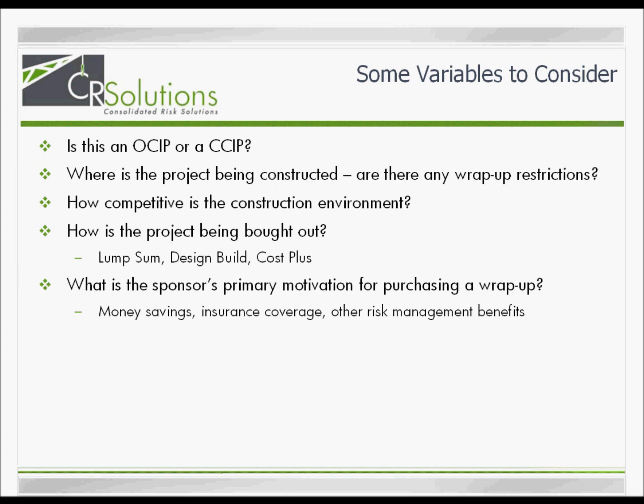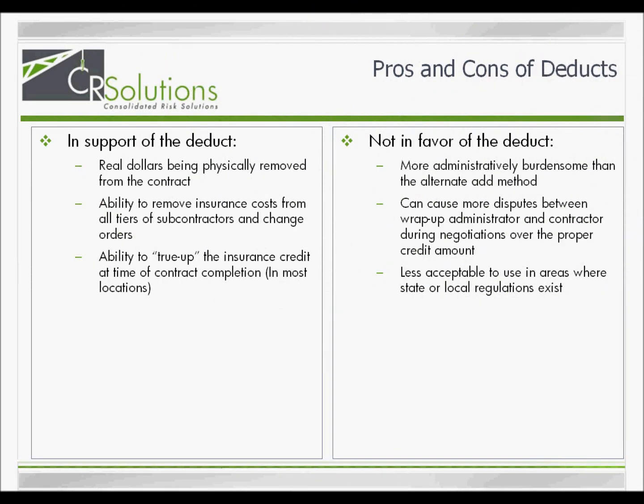How is the project being bought out? How does the cost of the wrap-up fit into the billing method? How much of the cost is at risk and needs to be offset by the credits received from the contractors? These are questions the GC and the owners need to ask themselves before deciding on a method. Finally, what is the sponsor's main motivation for purchasing the program? To save money, or is this a risk management tool? A sponsor who is intently focused on saving money will probably prefer the deduct method so that they can ensure all costs for insurance have been removed. Deducts are more of an exact science than an alternate add.